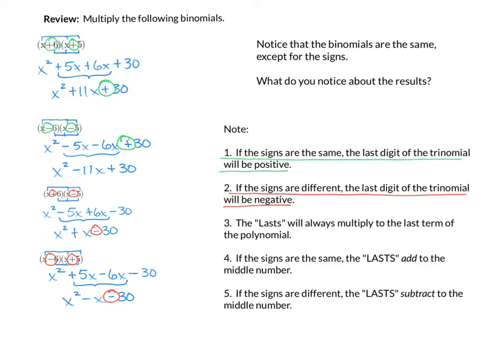If you look at the numbers now, the 6 and 5, the lasts, will always multiply to the last term of the polynomial. No matter what, 6 and 5, our last is going to be 30 no matter what our signs are.